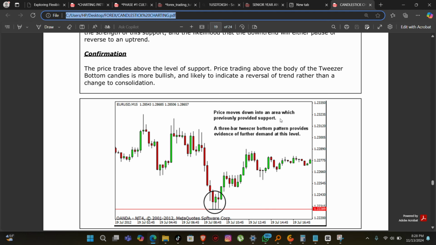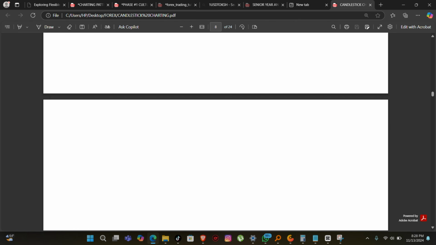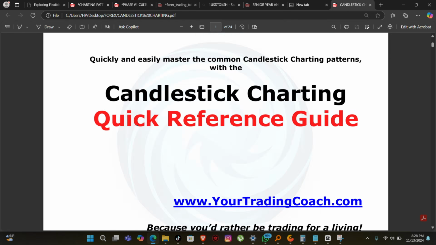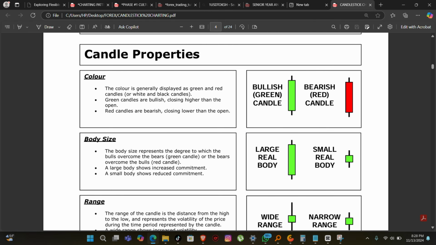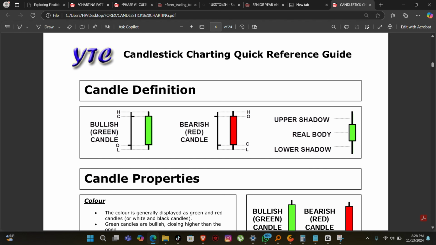So candlestick charting, very nice. So now we need to go back all the way to the top so that we can understand these candles. So the first thing you need to understand is that we have bullish, which are green candles, and bearish, which are red candles.